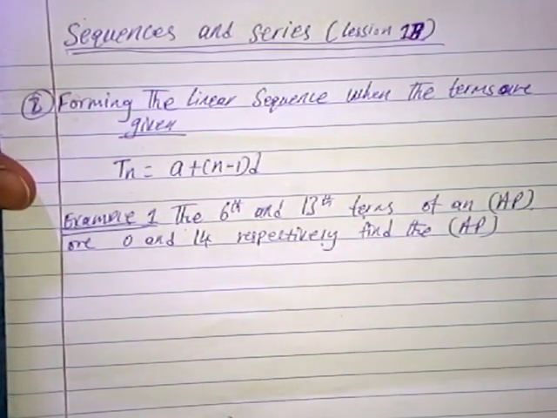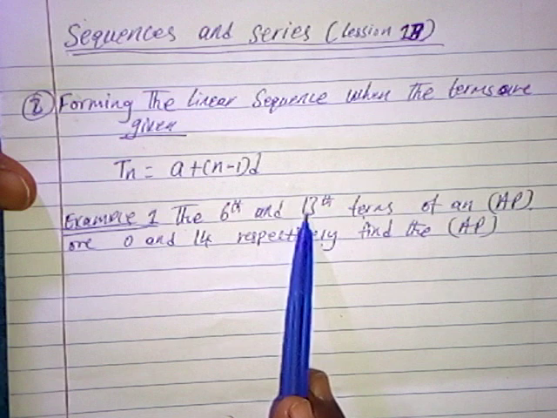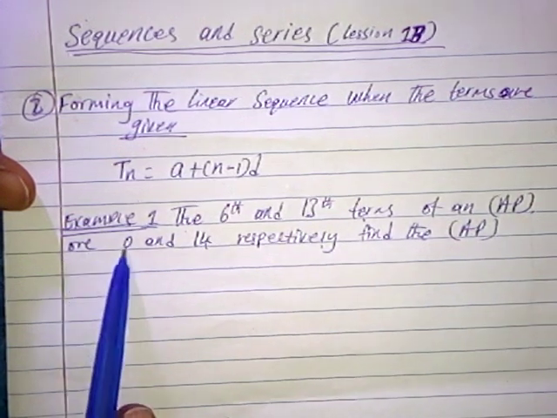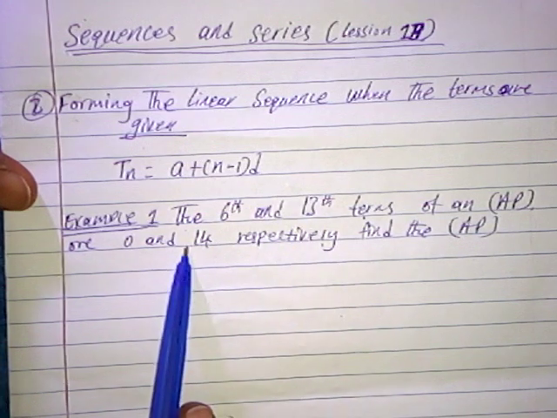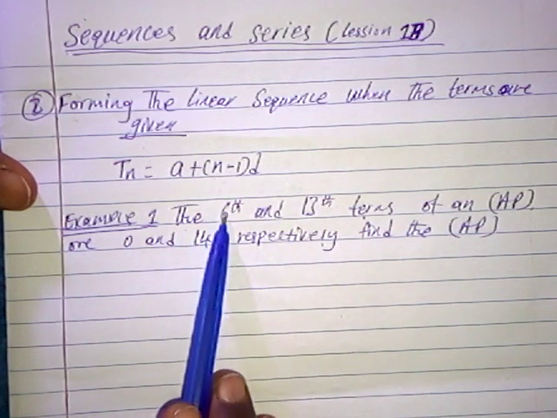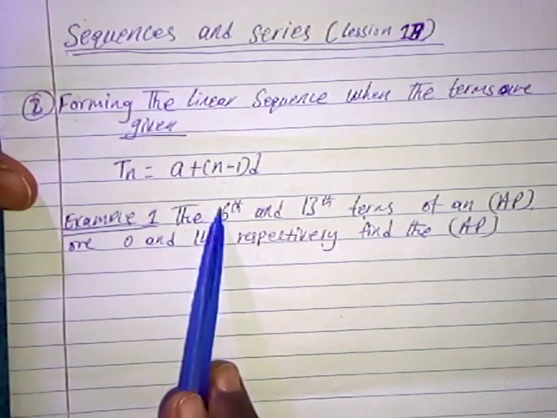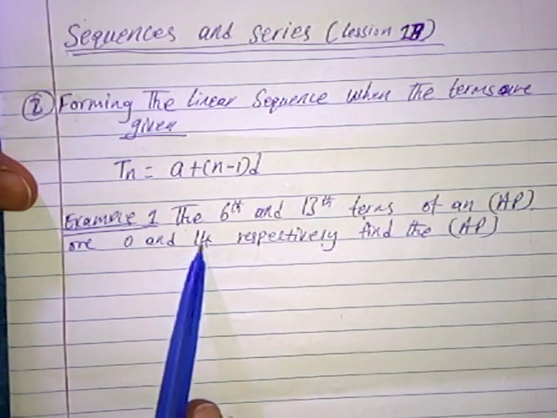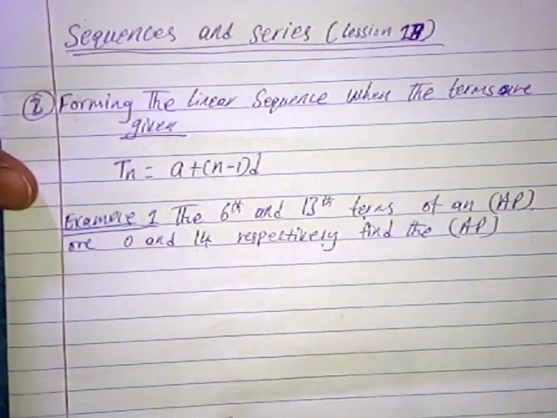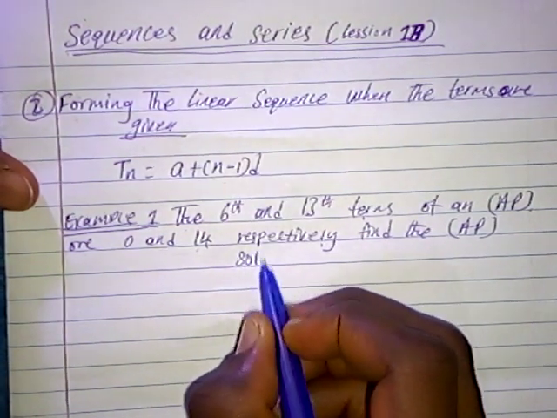Respectively means you give them as they come. So 6 came first, 13 came second. They have 0 and 14. So that means the 6th term should have 0, the 13th term should have 14. The 6th and 13th term of an arithmetic progression are 0 and 14. So 6 first, which must have 0, 13 second, which must have 14. Take note of that in understanding the question. We say solution.